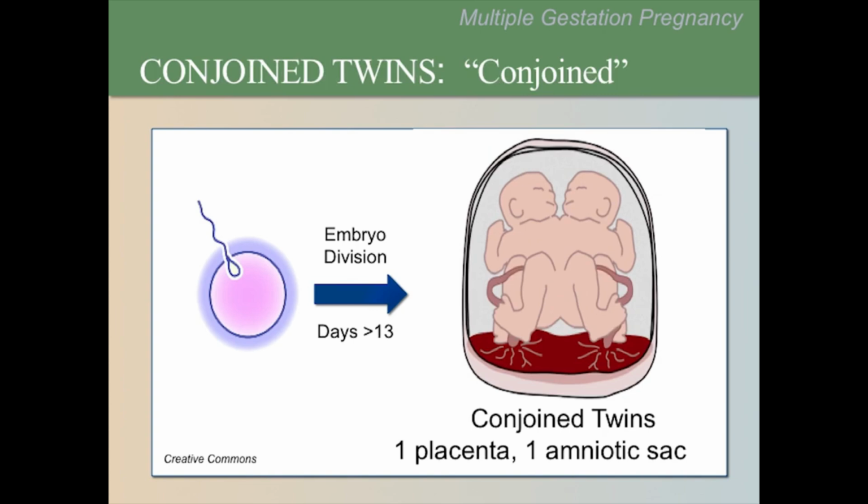The last and rarest type of twins is conjoined. This occurs when embryo division occurs more than 13 days after fertilization. Conjoined twins are connected to each other and may share organs. They share a single placenta and one amniotic sac.